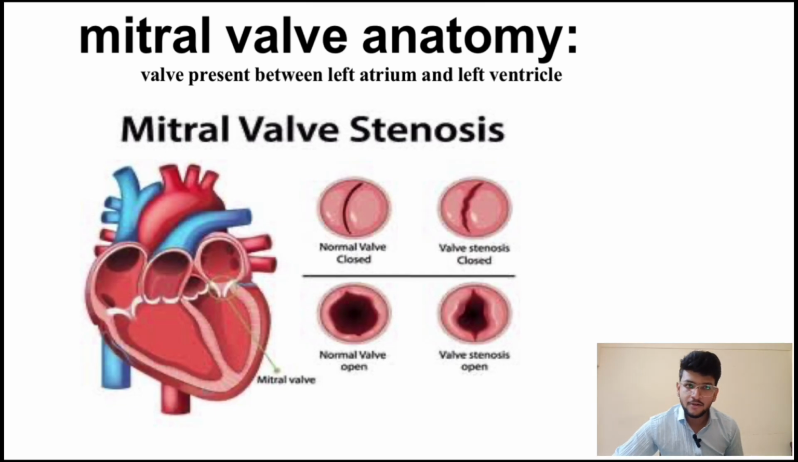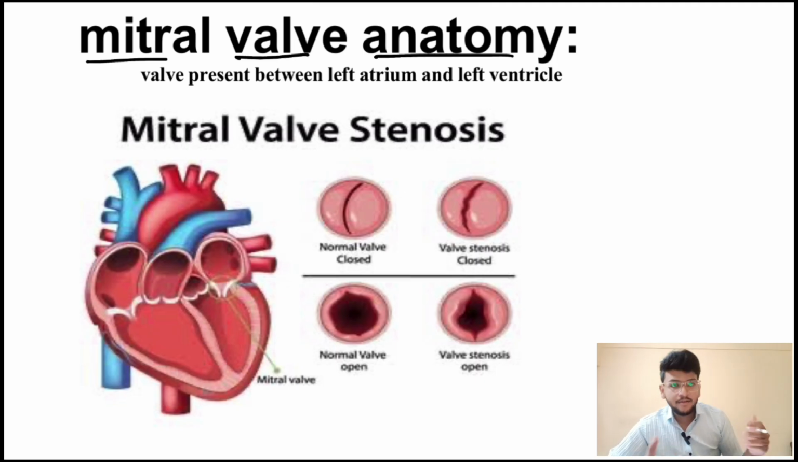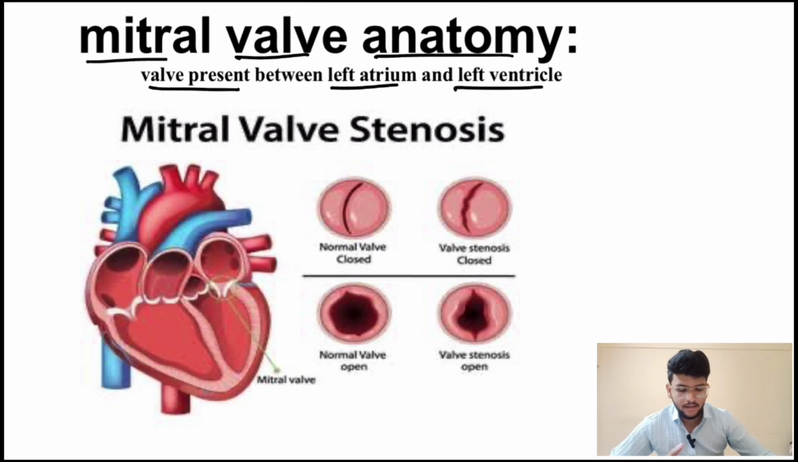Before starting with mitral stenosis, let us learn the mitral valve anatomy. Mitral valve is the valve present between the left atrium and left ventricle. Now, where the mitral valve stenosis occurs, the mitral valve is the bicuspid valve, normally showing the bicuspid valve when it is closed, and when the valve is open. And when the stenosis occurs, the valve closing and the opening of the valve is affected.